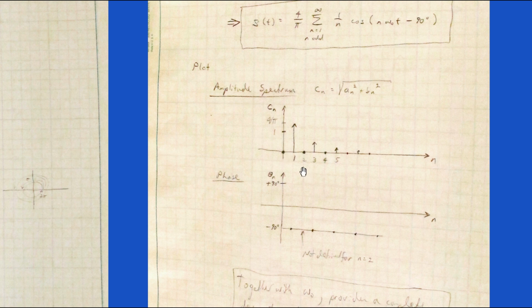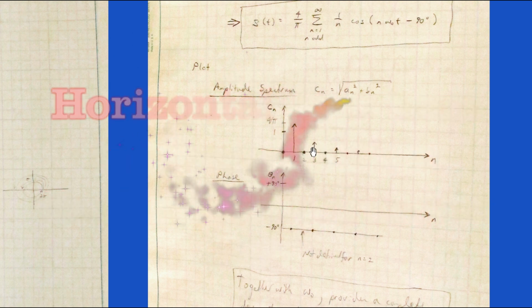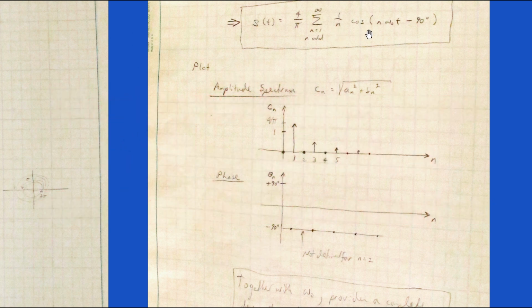And for a square wave that goes between +1 and -1, the magnitude of the fundamental is actually bigger than +1. It's 4 over pi. There is no second harmonic. There's a third harmonic, and it turns out to be, according to this expression, 1/3 the height of the fundamental. There's a fifth harmonic, 1/5 the height of the fundamental, and so forth. And all of the phase angles here are -90 degrees.